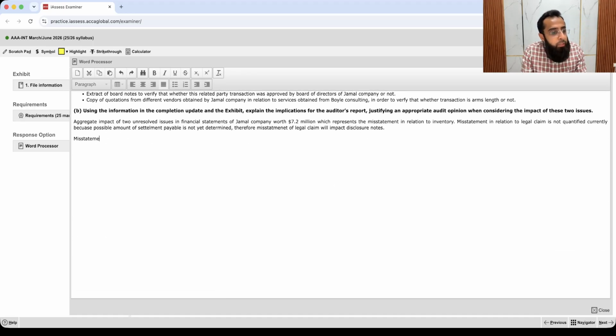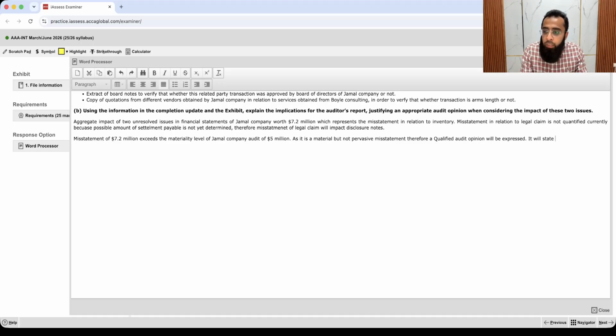Now misstatement of $7.2 million exceeds the materiality level of Jamal Company audit of $5 million. Okay. As it is a material but not pervasive misstatement, therefore, a qualified audit opinion will be expressed. Okay. It will state that financial statements as a whole represent a true and fair view except for misstatement in inventory and a disclosure note in relation to legal claim.